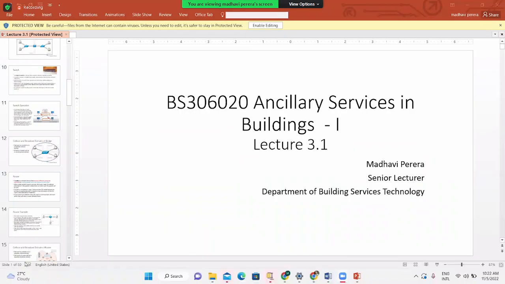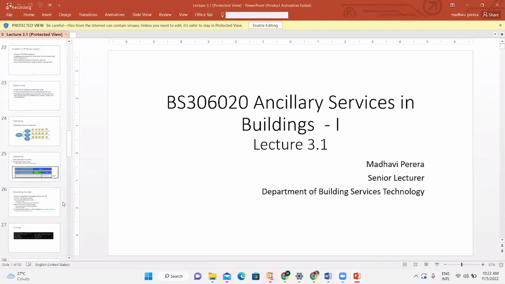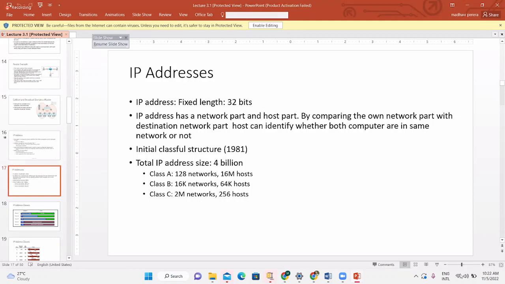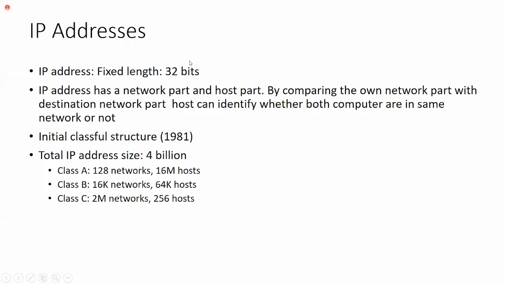Right, hope you can see the slides. So this IP address has 32 bits, right? Why do I say 32 bits? The maximum number you can take in one component is 255, right? If you convert 255 to binary, how many bits? 255 in binary bits, how many?